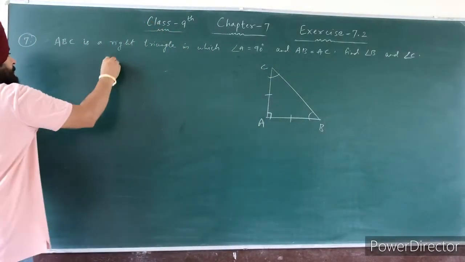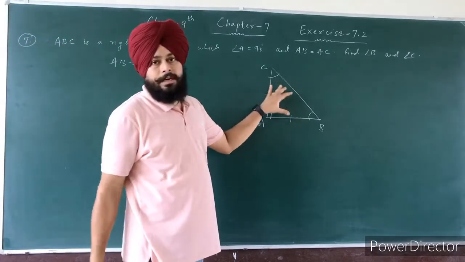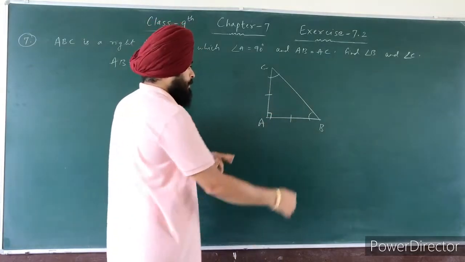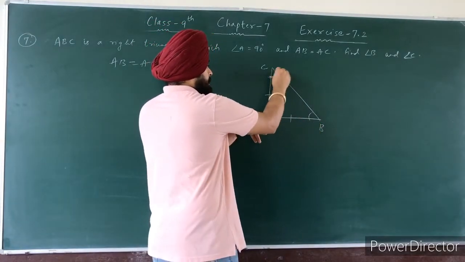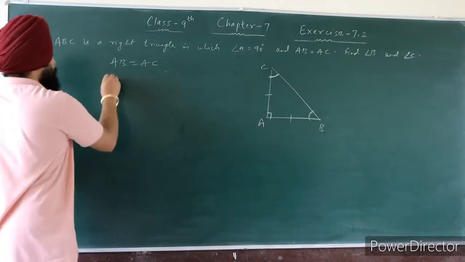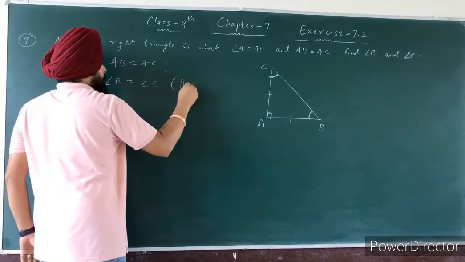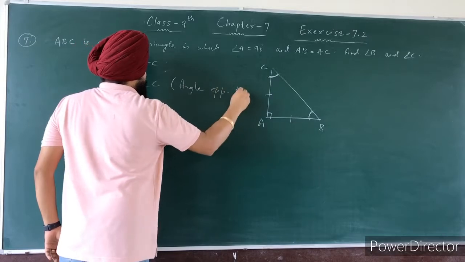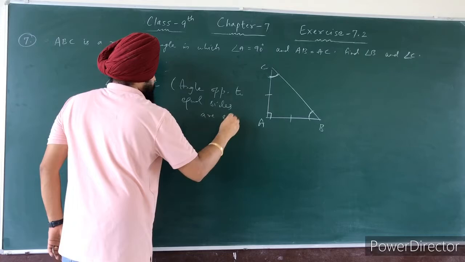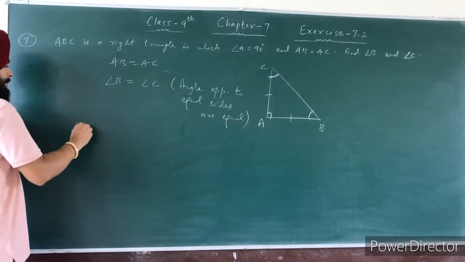So first you can write here AB is equal to AC. If AB equals AC, then this is an isosceles triangle and the angles opposite to these equal sides are equal. So the angle opposite to side AB is angle C and the angle opposite to side AC is angle B. So you can write here angle B is equal to angle C. The reason is angles opposite to equal sides are equal.